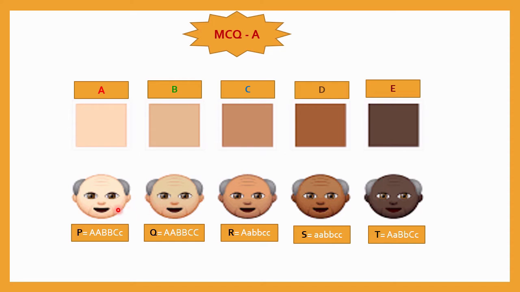Just you have to match it out. If uncle A is there, which will be the genotype of this uncle A out of these, because all the genotypes given here are interchanged. You have to identify what will be the genotype of uncle A, uncle B, and C or D or E, out of these P, Q, R, S, T.